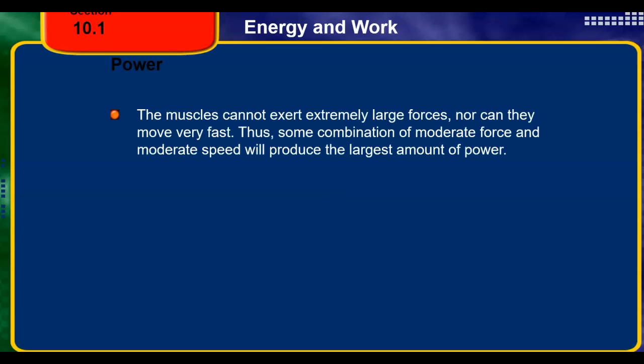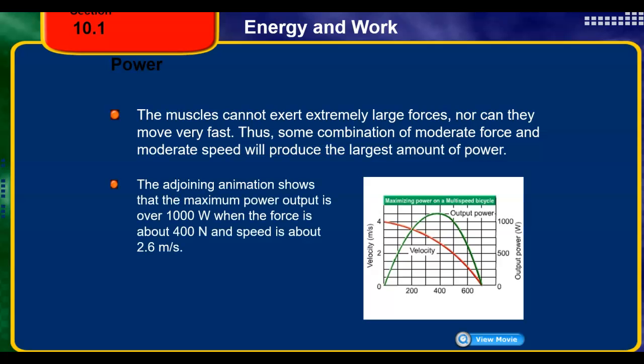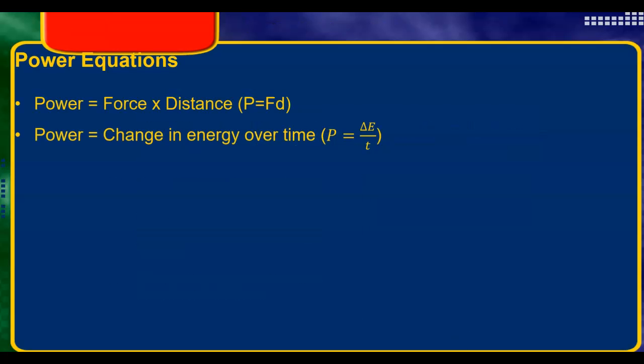Your muscles can't exert extremely large forces, nor can they move very fast. So a combination of moderate force and moderate speed will produce a large amount of power. And don't worry about that part.